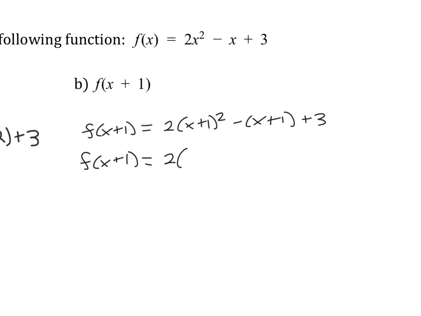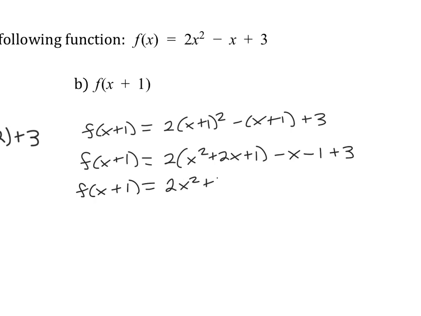x plus 1 squared would be x squared plus 2x plus 1, and I will distribute in the 2 in the next step. Here I'm going to distribute my negative. So I have negative x minus 1 and then plus 3. So let's distribute our 2 to the trinomial. So 2x squared plus 4x plus 2 minus x minus 1 plus 3. And now it's just a matter of combining like terms.